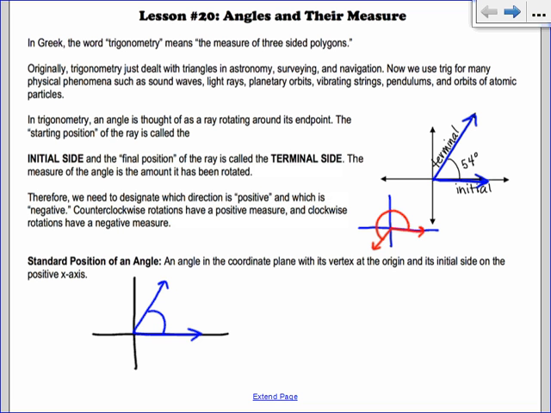You might have some questions about that. Well, isn't 720 degrees in the same location as 360 degrees? And they are. So there are some angles that are actually going to be in the same location.